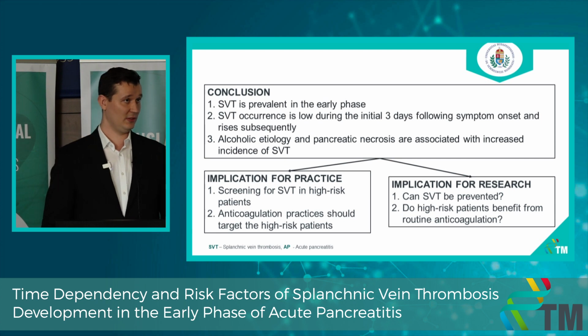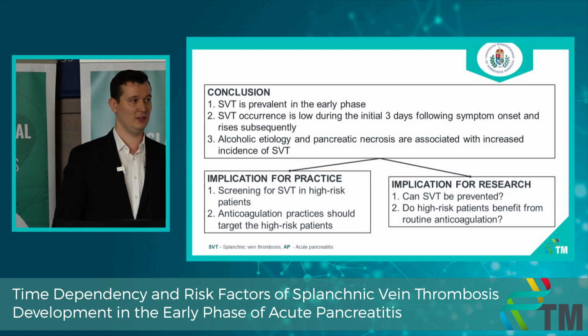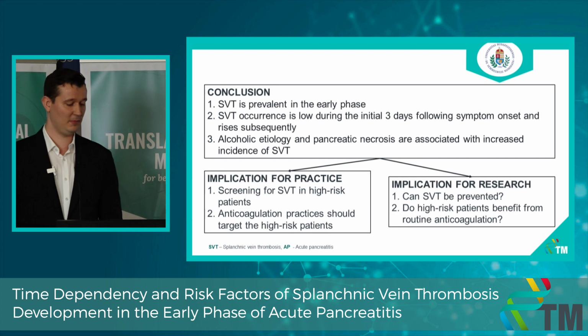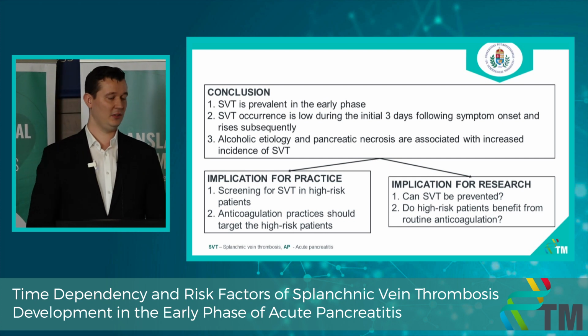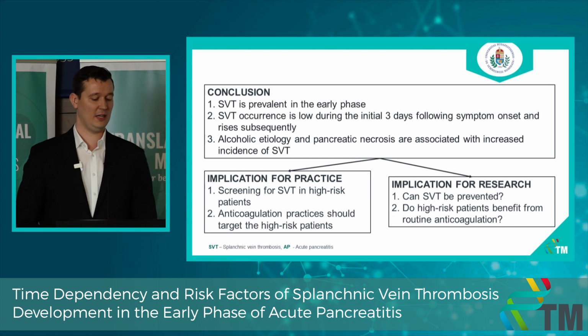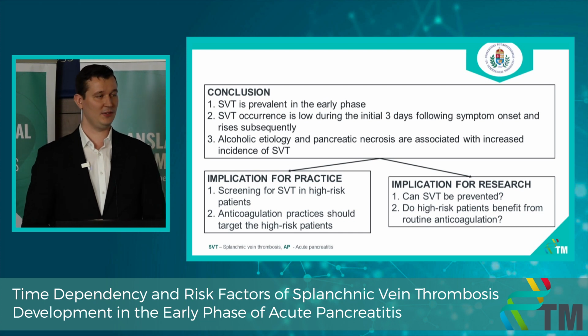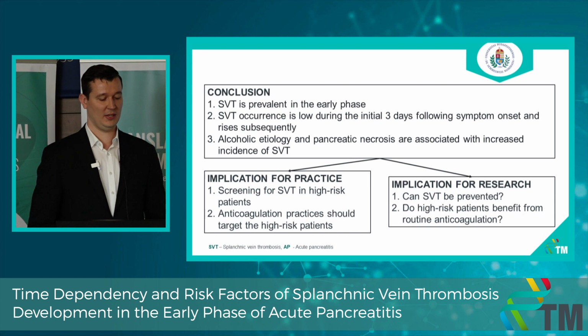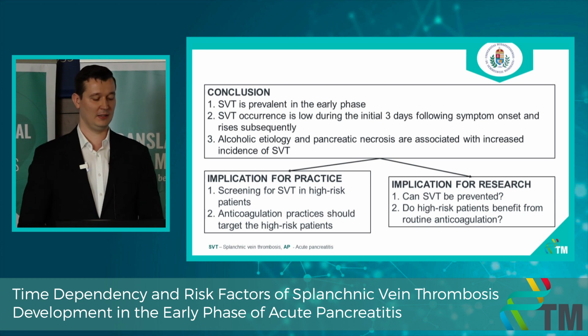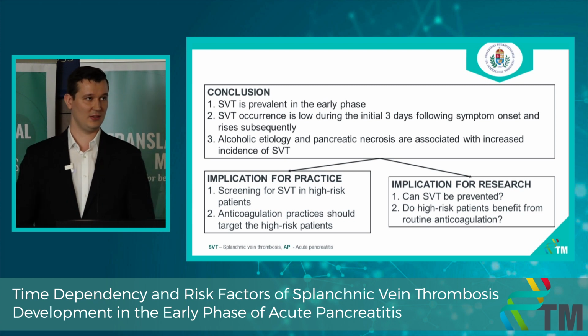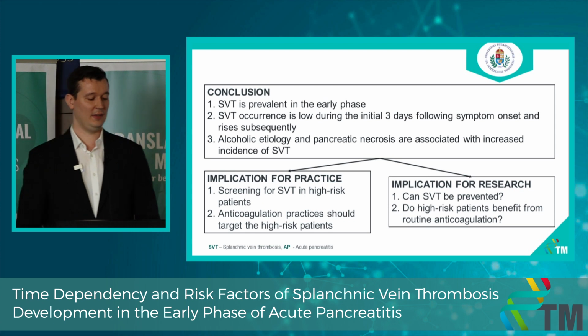So the conclusion is the following: SVT is prevalent in the early phase of AP, affecting around 1 in 8 patients. And this SVT prevalence is low during the initial 3 days after symptom onset, but rises subsequently. Alcoholic etiology and pancreatic necrosis are associated with an increased incidence of SVT, and they constitute a high-risk patient population.